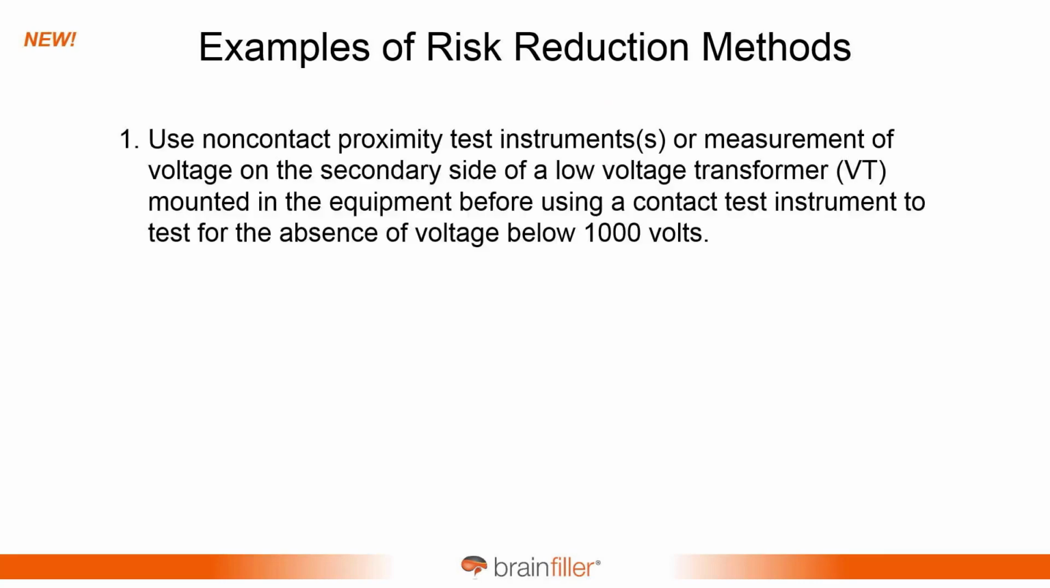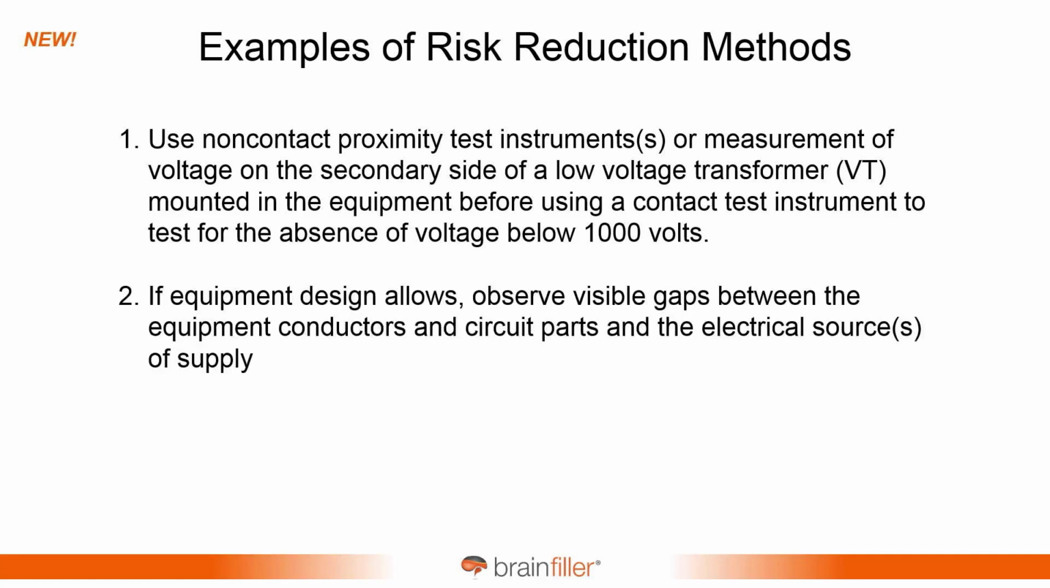Examples of risk reduction methods. You can use a non-contact proximity test instrument or measure the voltage on the secondary side of voltage transformers before you make contact. So that's to give you a little bit of a check before you actually make physical contact. If the equipment design allows, see if you can verify that the switch is open, that there are gaps between the conductors and circuit parts.